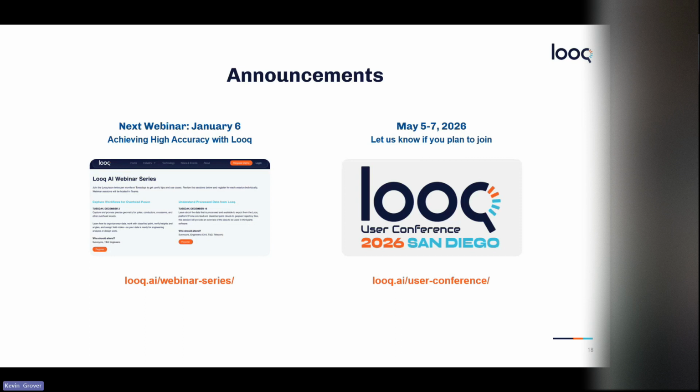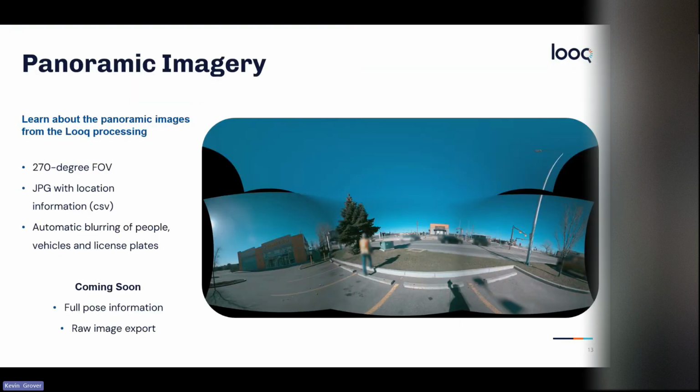Perfect. I do see a chat that came through. Working on images. Can we get the images geotagged? Yes, the images do get exported right now as a JPEG. We do only export the CSV file at the moment, which does have the geotags in it. As I mentioned on the one slide, we are going to be updating the export format on the imagery.